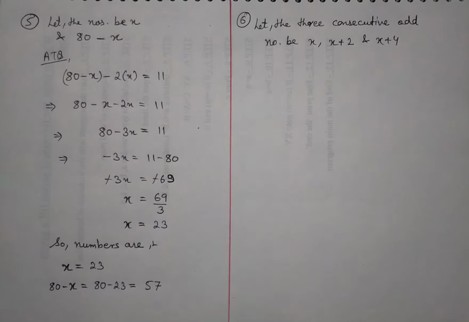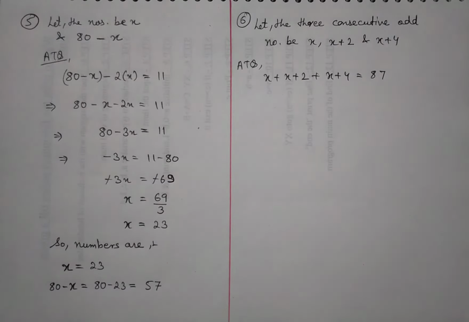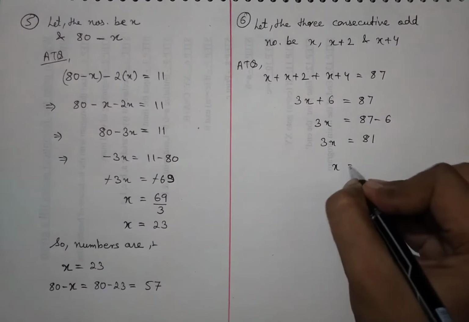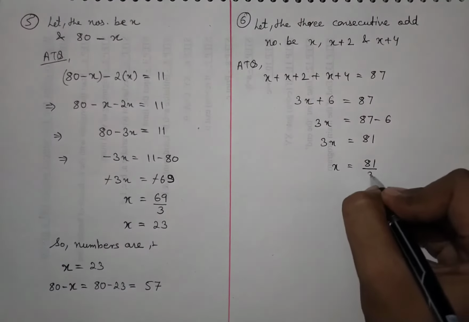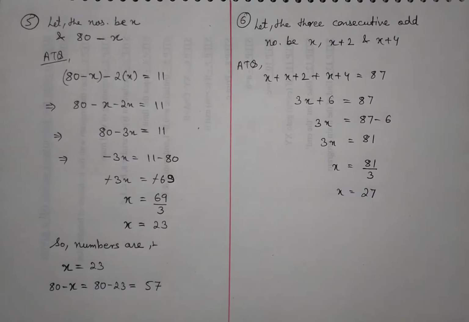Now as the sum of all is 87, therefore according to the question we get x, x plus 2 and x plus 4 equals to 87. Now we'll solve for x. Now we are going to make a transpose of 6 on the other side. Now 3 को दूसरी तरफ सेंड करने पे ये हो जाएगा 81/3, that is x equals to 27. So the 3 consecutive odd numbers are 27, 29 and 31.